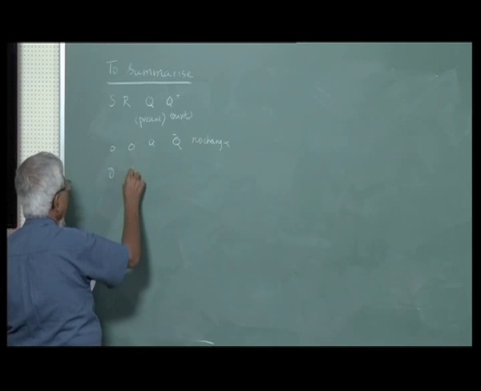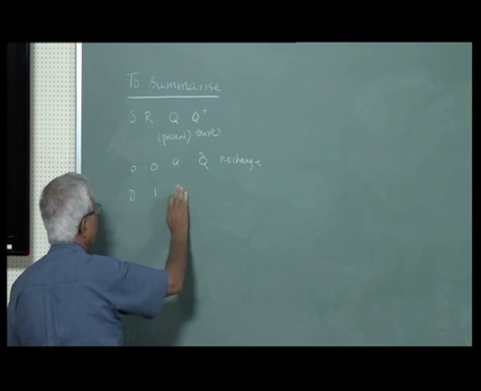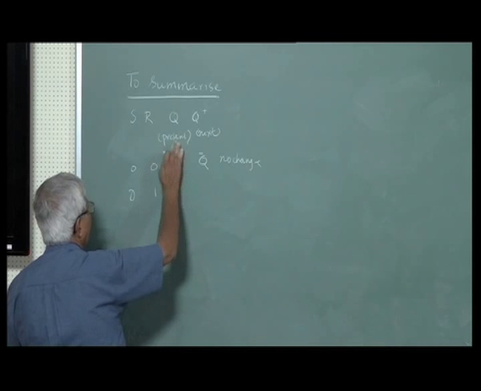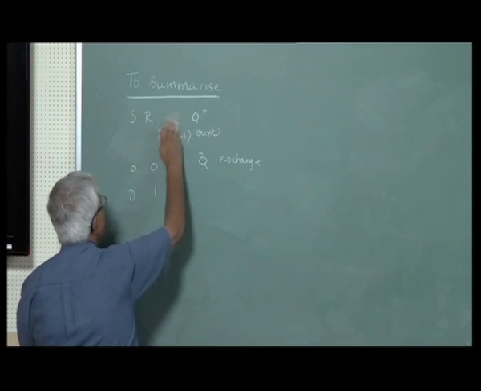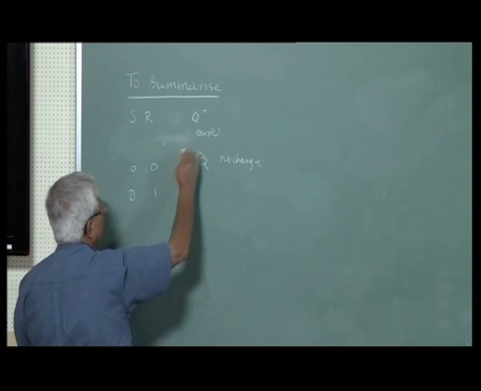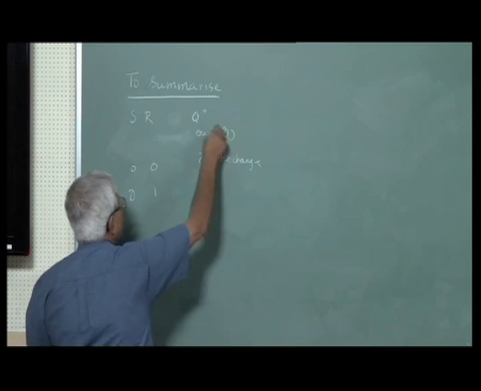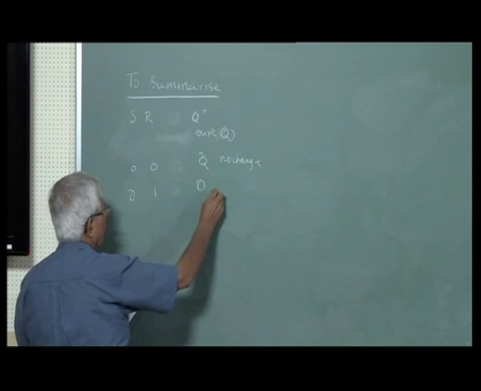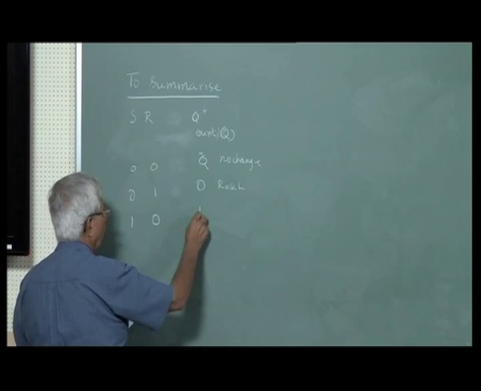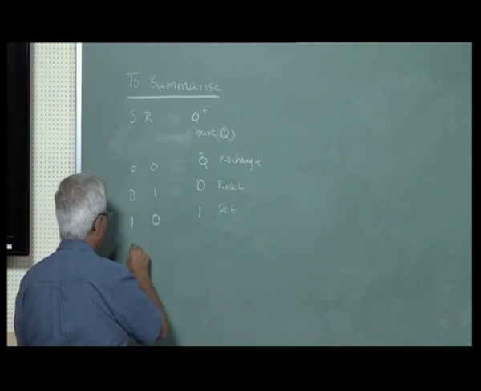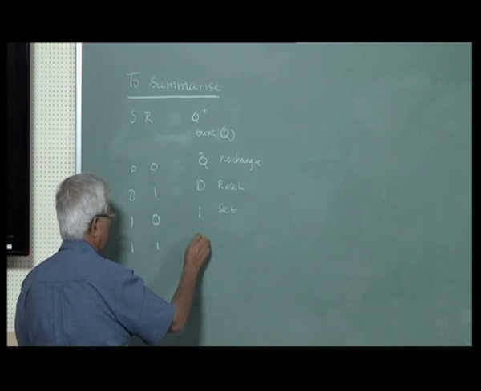S is 0, R is 1, Q is 0. We don't have to write Q bar, we will only put Q plus. No change. Next Q is called Q plus: 0, reset. 1, 0, set. 1, 1, not allowed.